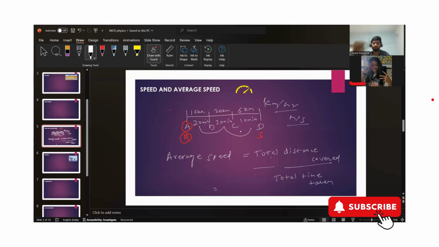So kilometers, we already have 36 kilometers upon 1 hour, since 60 minutes is equal to 1 hour. Very good. So we get 36 upon 1, means 36 kilometer per hour. Now just convert it into meter per second.